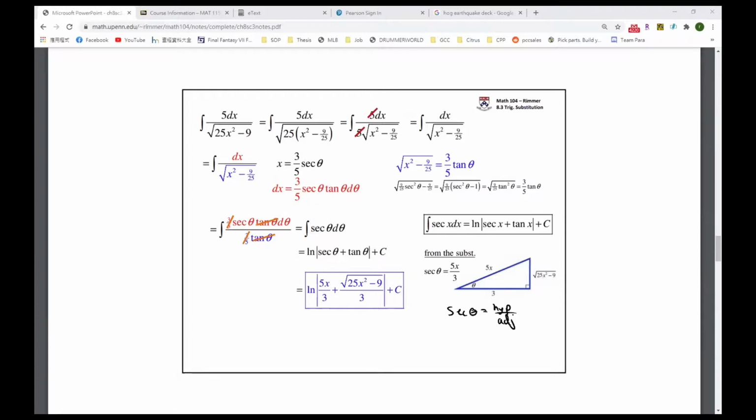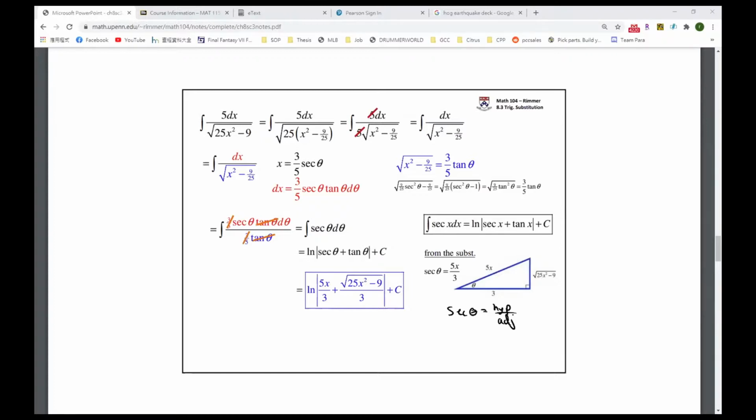All right, so if x is a secant, then here x squared minus a squared is either a tangent theta or a negative a tangent theta. Now, since here a is positive, we're going to use this positive a tangent theta, which is 3/5 tangent theta. And then we're going to see a lot of things cross out. For example, the 3/5, the tangent, leaving us just the integral of secant d theta.